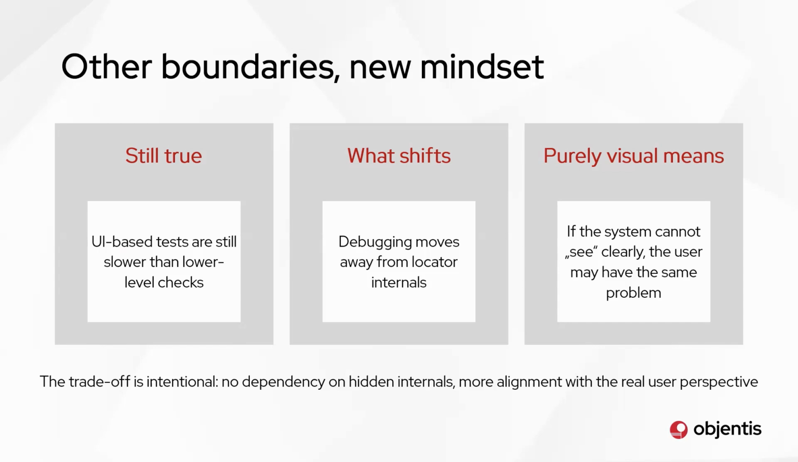Okay. So what's still the same from a UI automation perspective? It's still slower than lower level checks. From our solution, we are using these lightweight machine learning models, which are way less hardware intense than a large language model, and way faster. But it still needs some processing power.